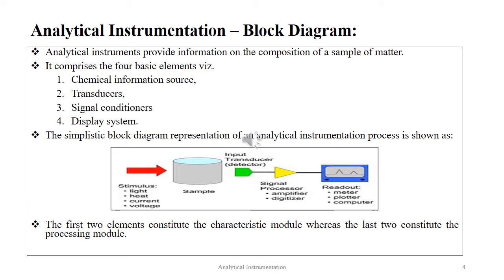The instrument comprises four basic blocks: chemical information source, transducer, signal conditioner, display system. The simplistic block diagram representation of an analytical instrumentation is shown below, where the sample is first injected with a stimulus. The changes in the sample are studied by the transducer, and then the signal processor conditions the signal. The readout meter is the final display unit where we analyze the output. The first two elements constitute the characteristic module, whereas the last two constitute the processing module.